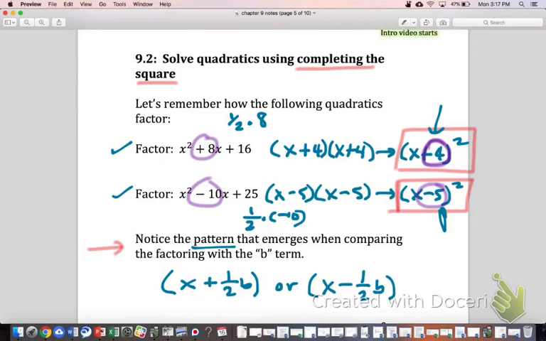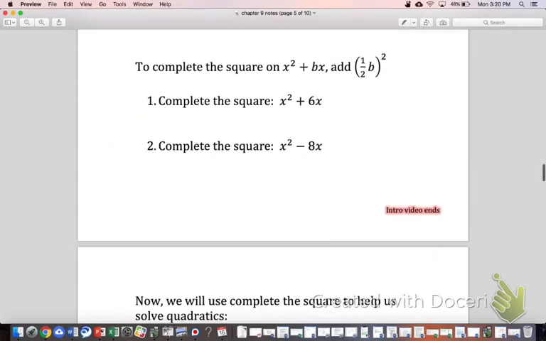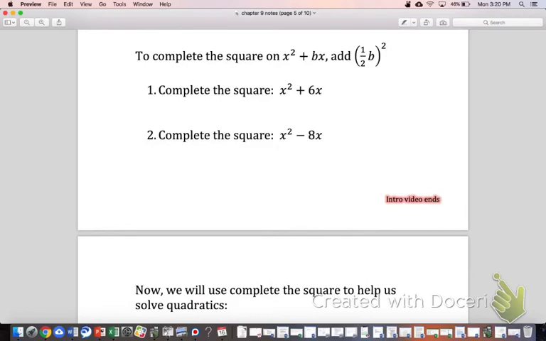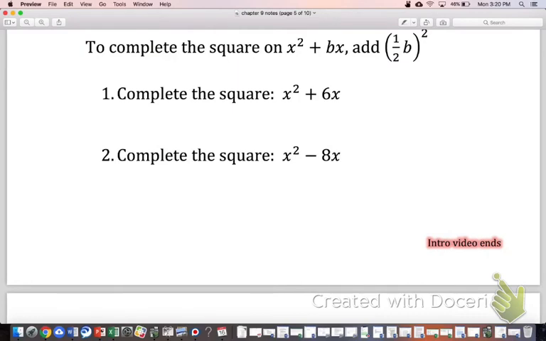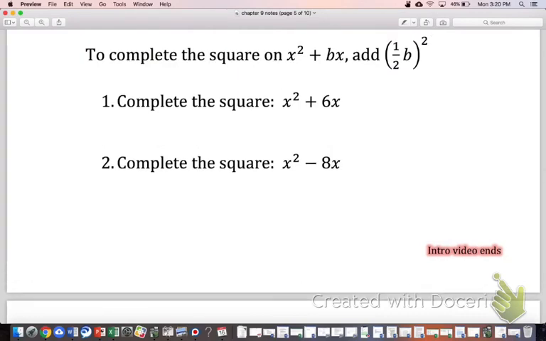Let's take a look at two examples of how we could complete the square using this concept of half of b. For these two examples, the instructions say complete the square. To complete the square on x squared plus bx, we're always going to add 1/2 of b quantity squared. I'd encourage you, like before, to pause the video, see if you can get these correct, and play the video to see how it went.